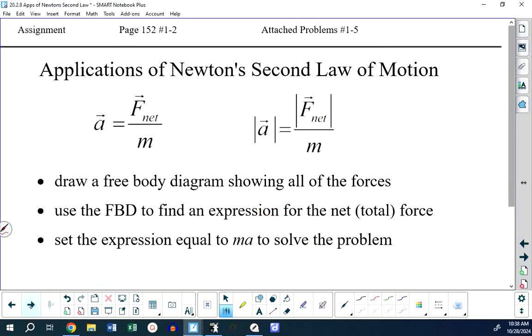Again, we don't have to worry about the vectors. There's Newton's second law as it appears on your formula sheet. Always draw a free body diagram showing all forces. If the problem is so simple that there's one force, then go ahead and use F equals ma. But otherwise, draw a free body diagram, use the free body diagram to find an expression for the net force, and then set that expression equal to ma and answer the question. That's what you do for all of these.